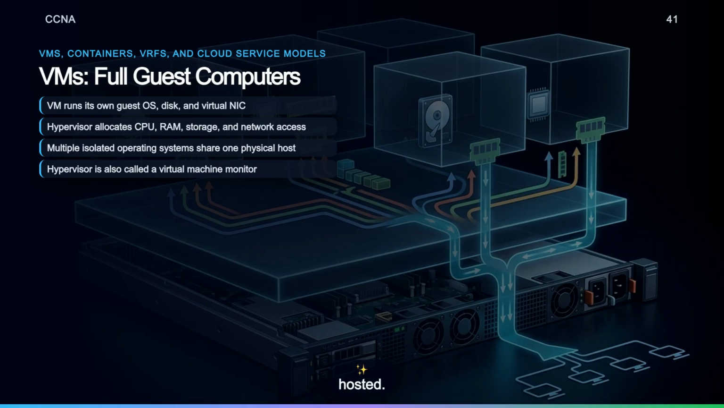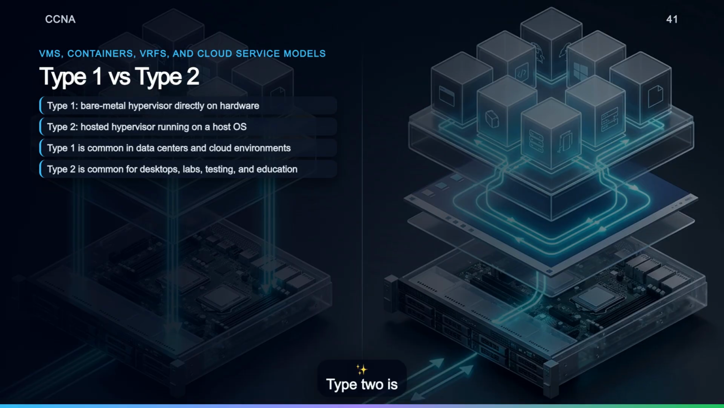Type 2 is hosted. The hypervisor runs as an application on a normal host operating system. VirtualBox and VMware Workstation fit here. Type 2 is easier for labs and personal use, but less efficient for production servers, because the guest VM must go through the host OS to reach hardware.